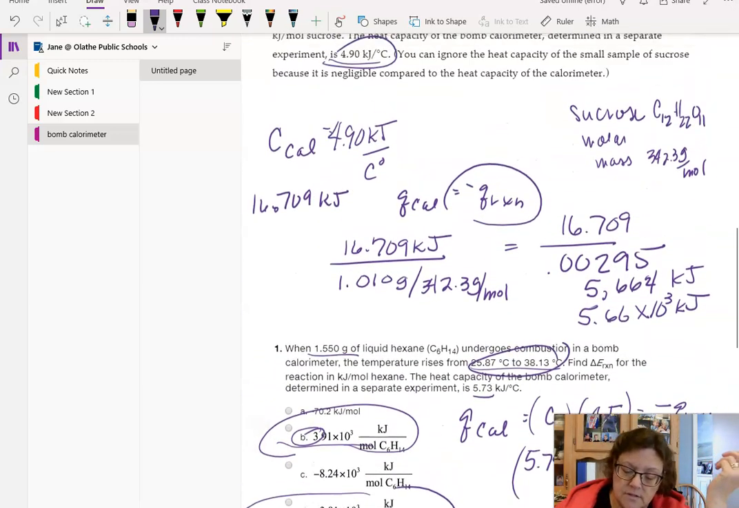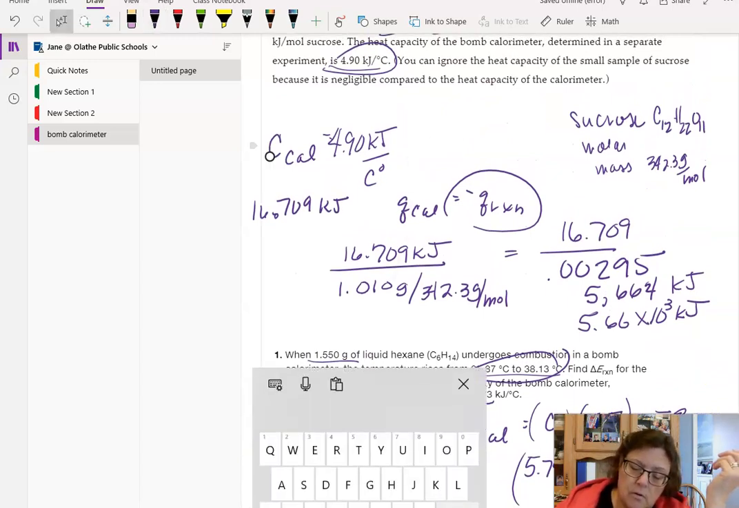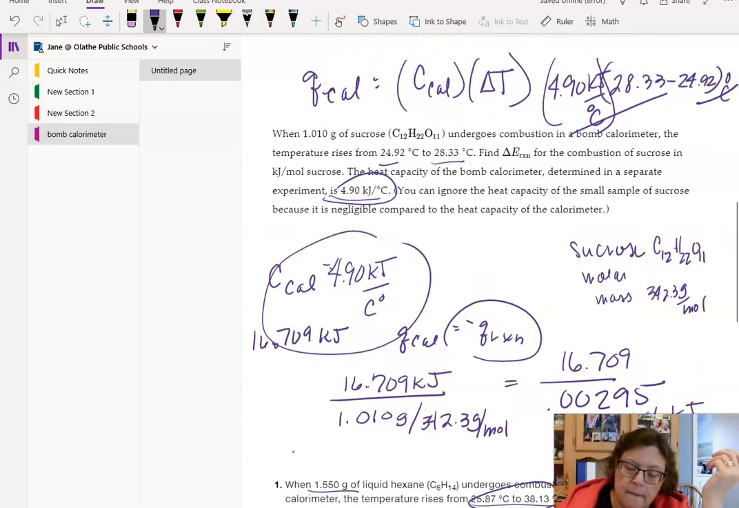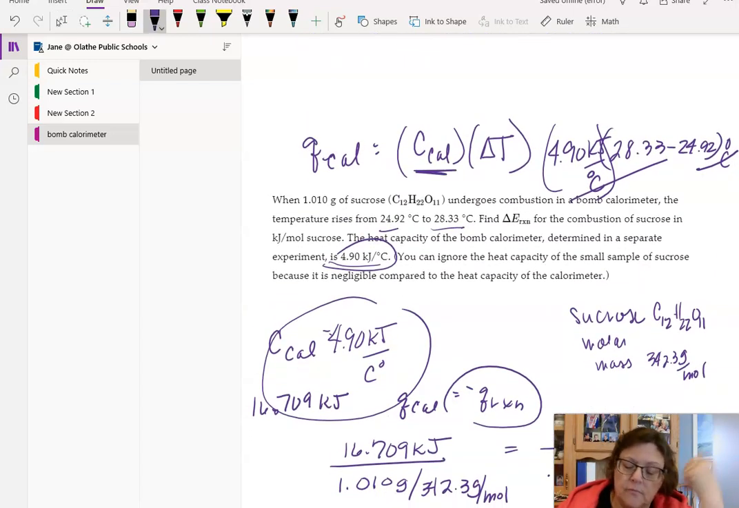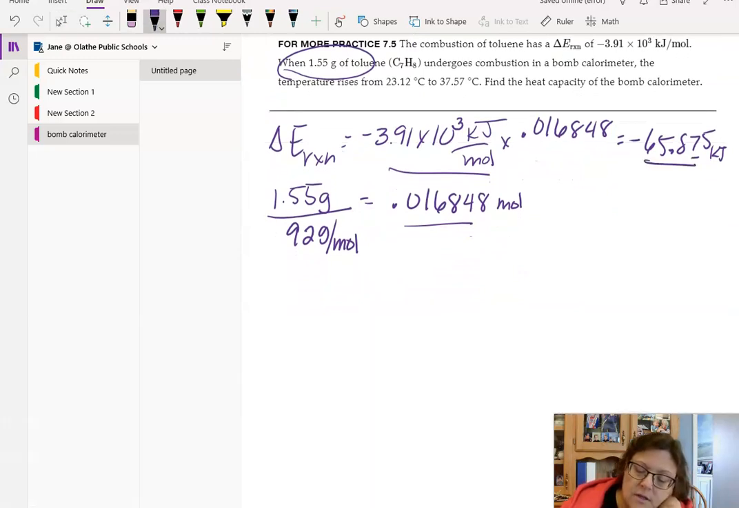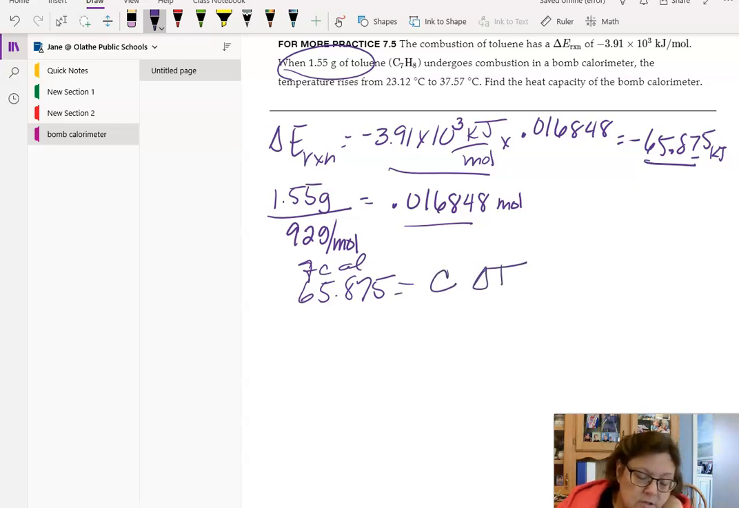These are negative numbers, this is the energy. This is analogous to what we calculated up here. We're solving for the energy of the bomb, and this is the energy of the calorimeter. So we're going to change that to a positive, 65.875. This is Q calorimeter. That's going to be equal to the specific heat times the temperature change. The temperature change was 37.57 minus 23.12.